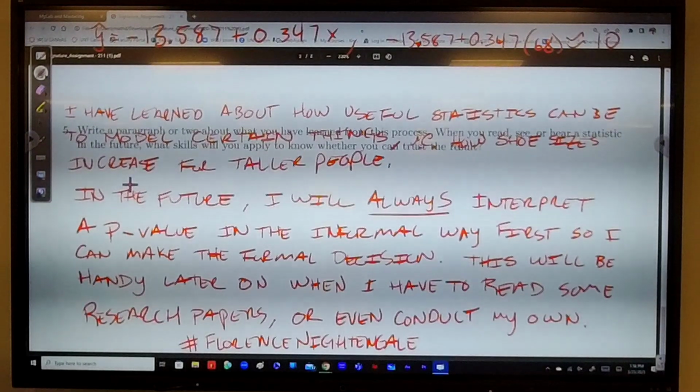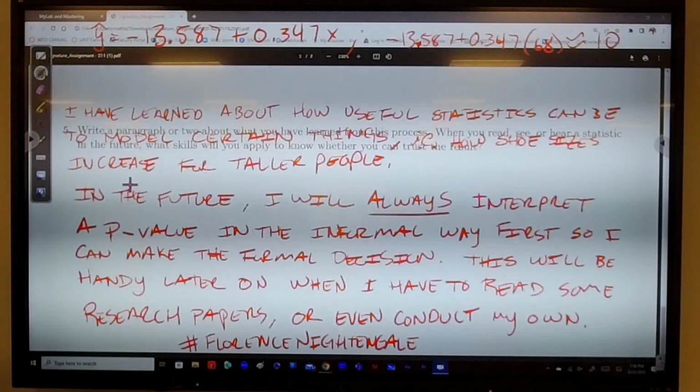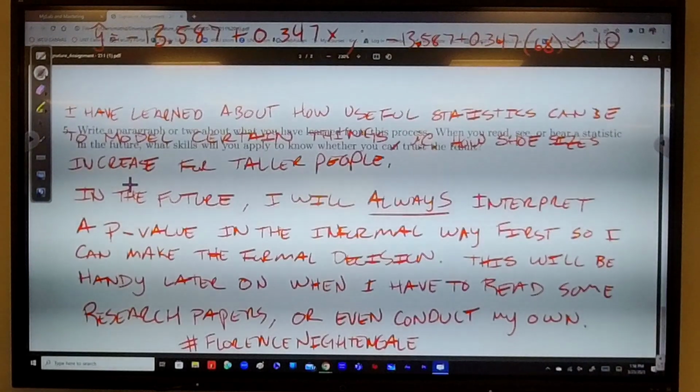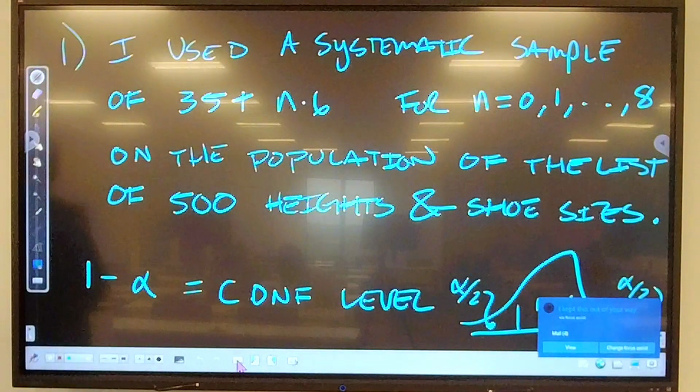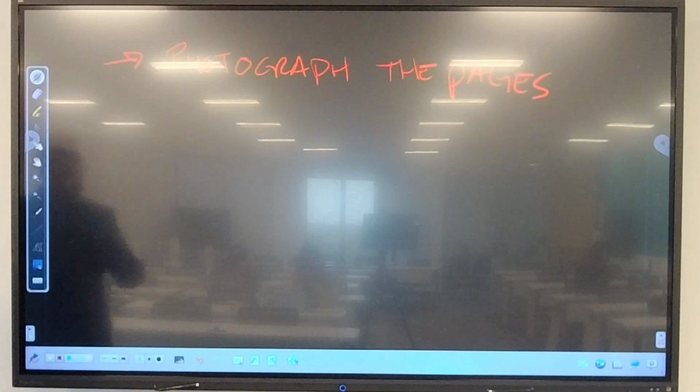All right, so that is the end of the signature assignment. Now, when you get finished with it, you should photograph the pages with your phone, right? And then I would assume that you could then submit right from your mobile device.